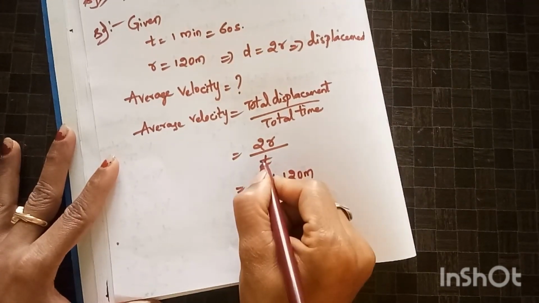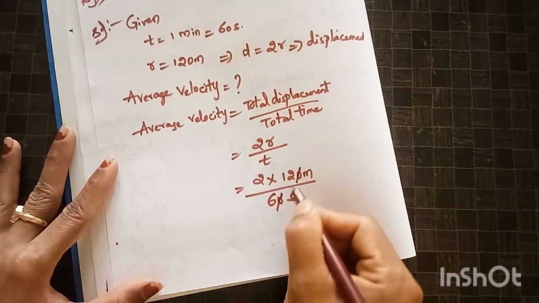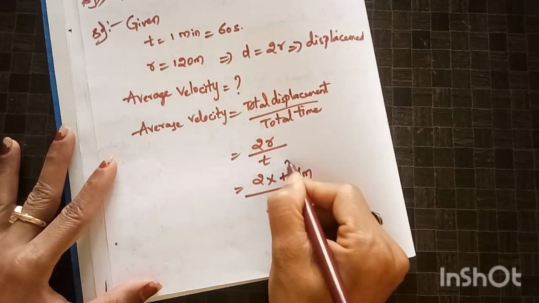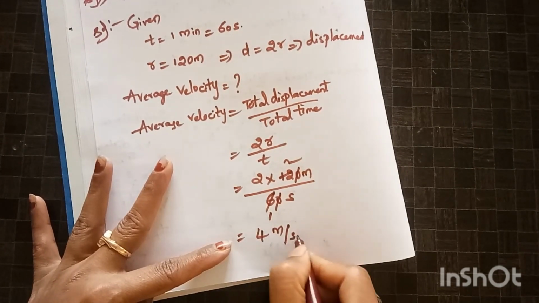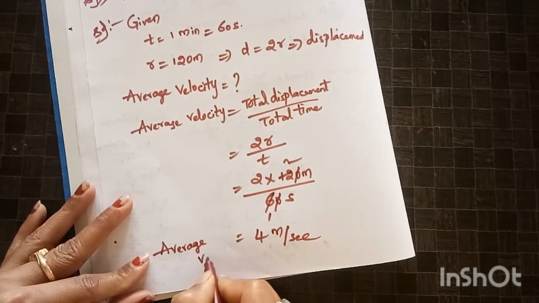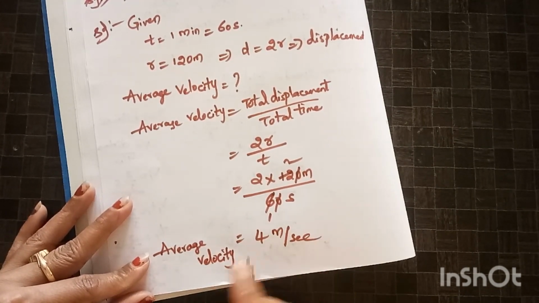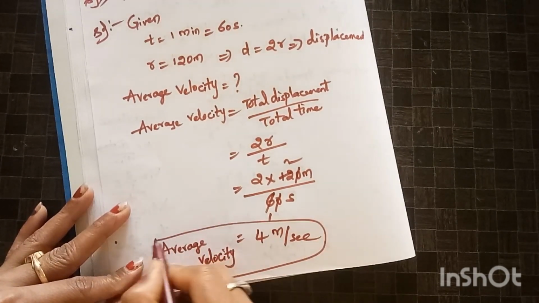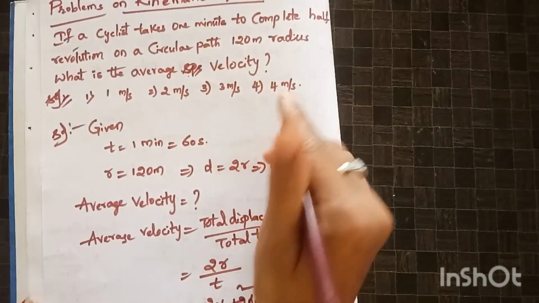And time is 60 seconds. So 0 will be cancelled, 6 ones are 6, 6 twos are 12, so the answer is 2 into 2, 4 meter per second. This is the average velocity. So the average velocity to complete half of the revolution in a circular path is 4 meter per second. So the answer is 4.